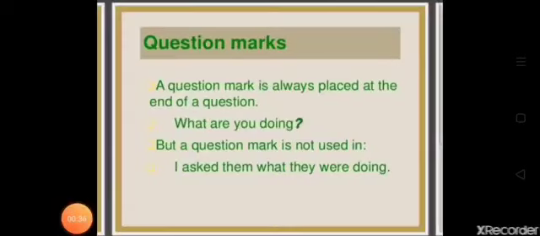So whenever we are making a question, always remember this punctuation mark. A question mark is always placed at the end of a question. Example, what are you doing? But a question mark is not used in the example, I asked them what they were doing. So the word asked is there, so it refers to a question, so we are not going to put a question mark.